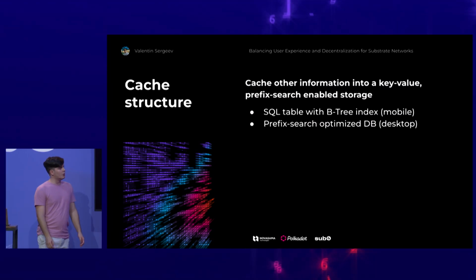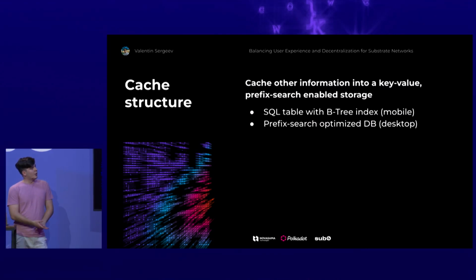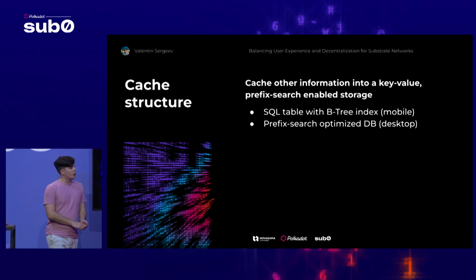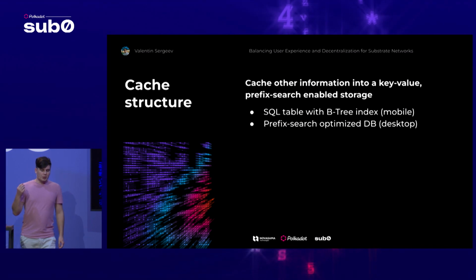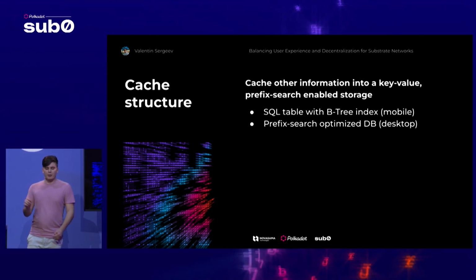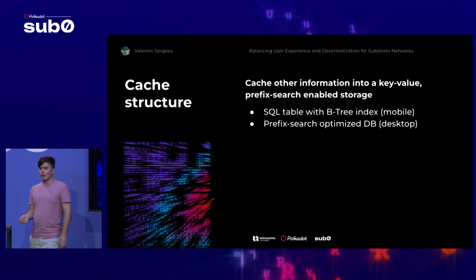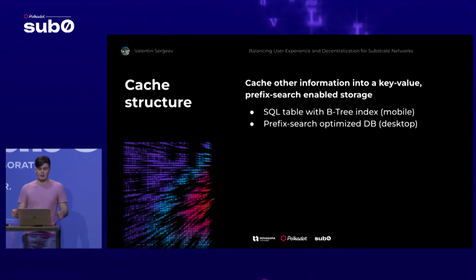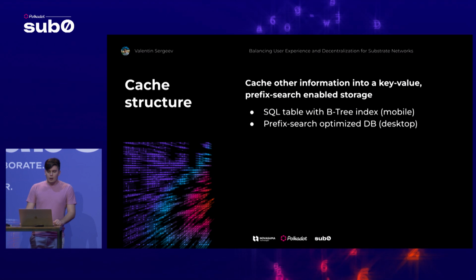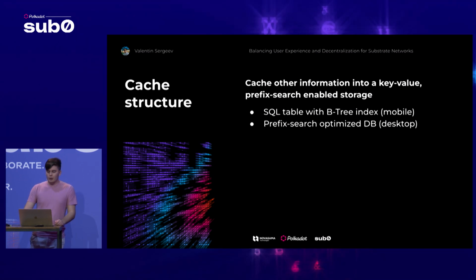On mobile, the choice is not very wide, so we use an SQLite database with a proper index on a table. But on desktop, you actually have more options. You can use some key-value storages with prefix-optimized search, which are actually a better option because they are faster and they are specifically targeted at such kinds of use cases.